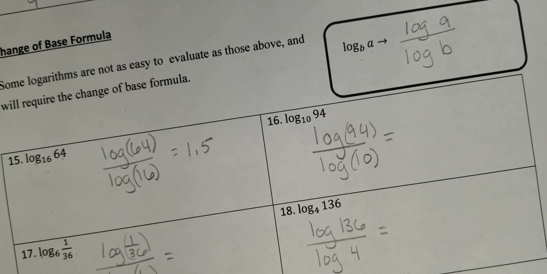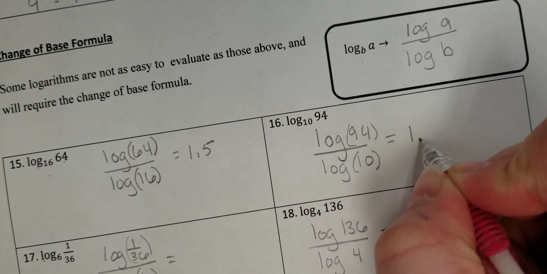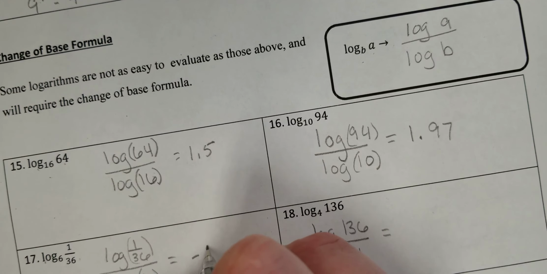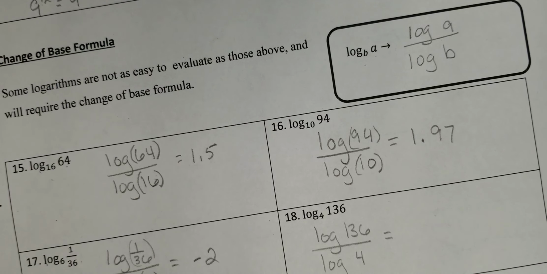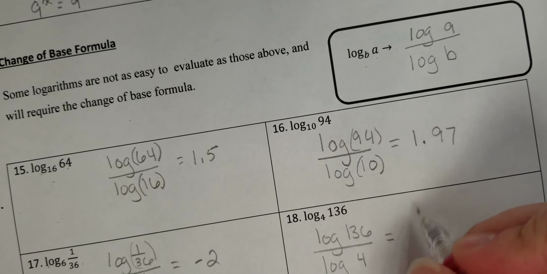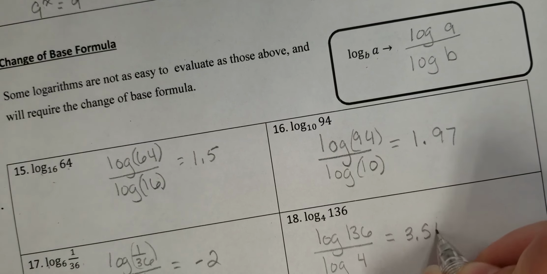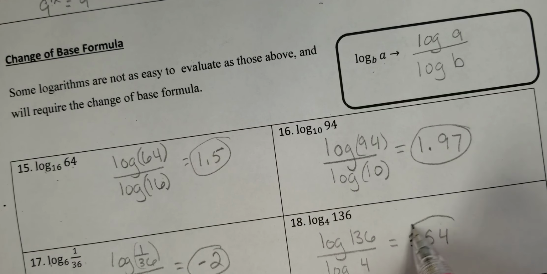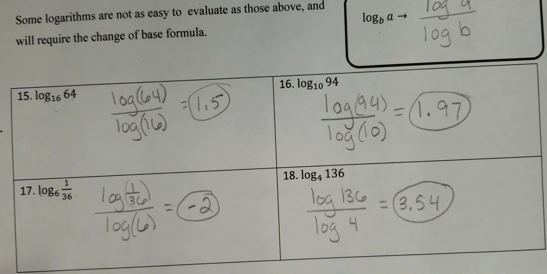So let's get the answers for these. All right, so this one is 1.97. And this one is negative 2. And the last one is 3.54. All right, so that's how you use the change of base formula. And that is all of the notes for the intro to logs.